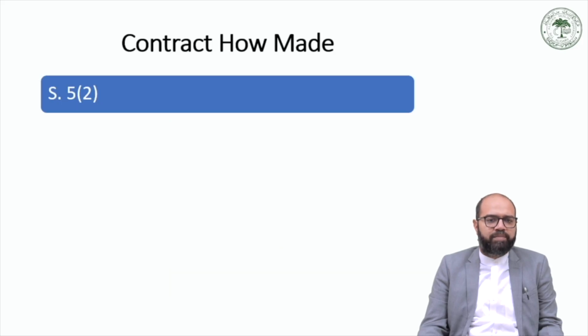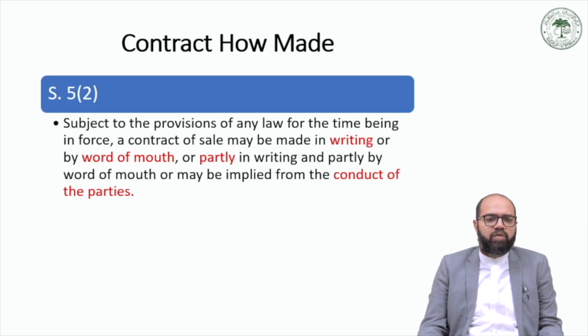Apart from that, subsection 2 of section 5 also provides as to what are the various ways or modes in which a contract could be made. So it provides that, subject to the provisions of any law for the time being in force, ordinarily, a contract of sale may be made in writing or by word of mouth, or partly in writing and partly by word of mouth, or may be implied from the conduct of the parties.